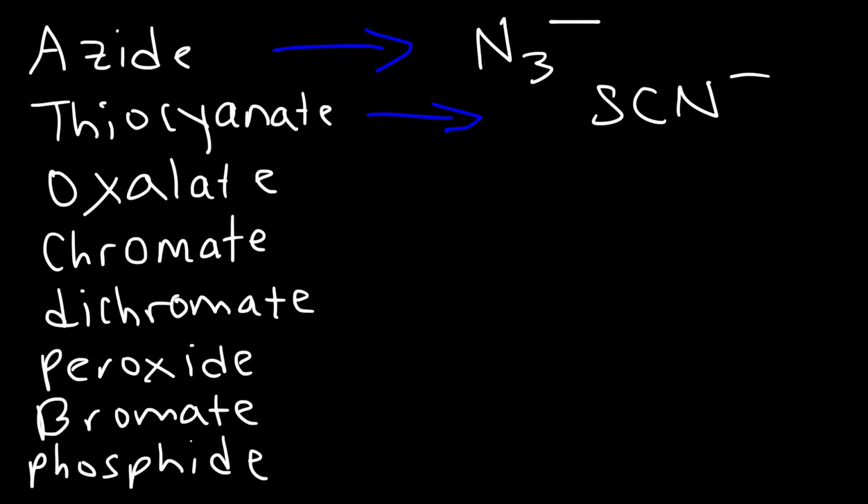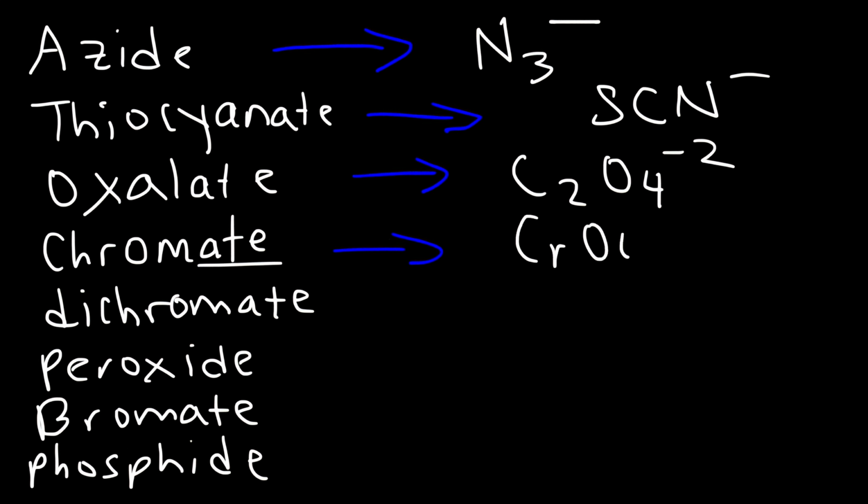Oxalate. Oxalate is a 2-carbon molecule with 4 oxygens. It's C2O4 with a negative 2 charge. Chromate has 1 chromium atom, but when you hear the word ate, that means it has some oxygen in it. Chromate is CrO4 2 minus. Dichromate has 2 chromium atoms. Dichromate is Cr2O7 with a negative 2 charge as well.